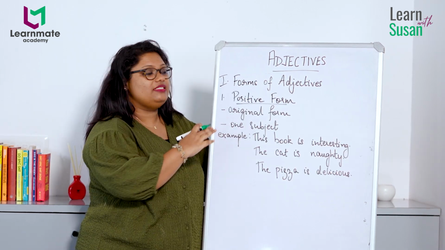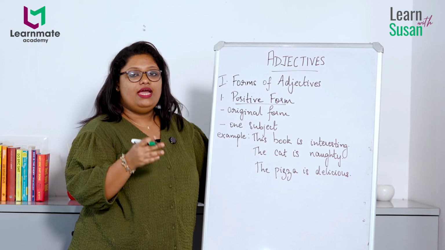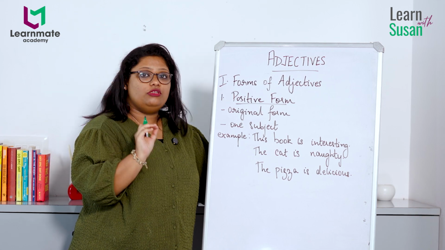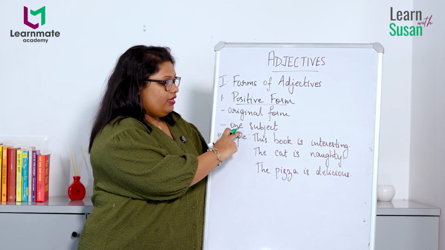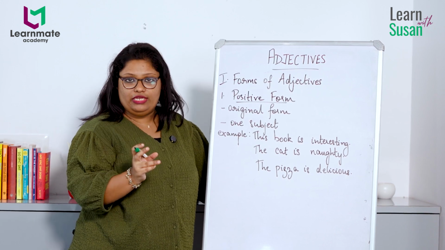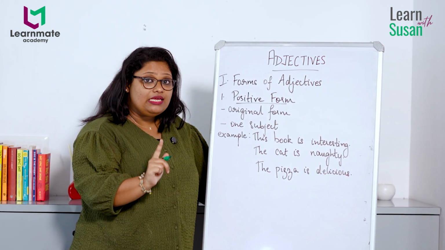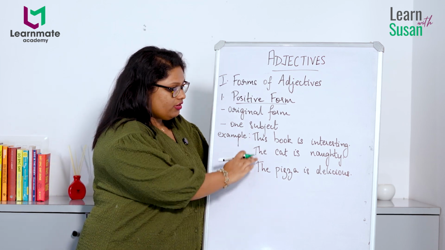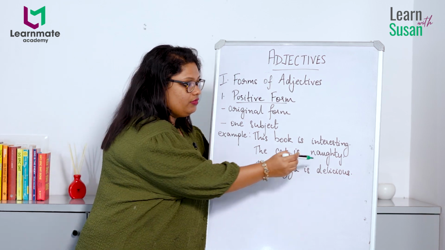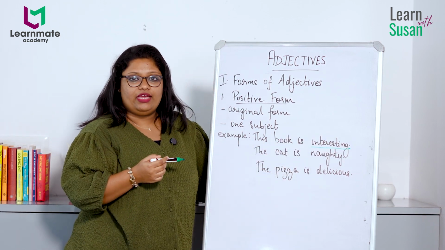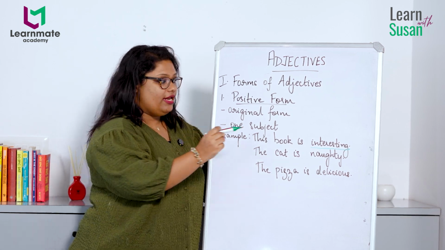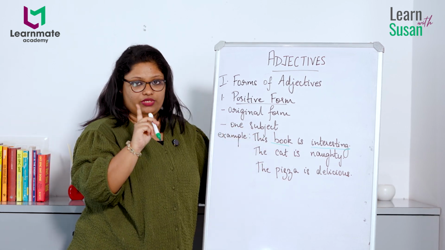The first one is the positive or absolute form, and in this form we use adjectives in their original form. Here we only have one subject, which means we are talking about the quality or characteristic of a single subject in a sentence. Now let's look at these 3 sentences. The book is interesting. Here my adjective is interesting, which is the original form of that adjective, and I'm describing one subject, which is the book.